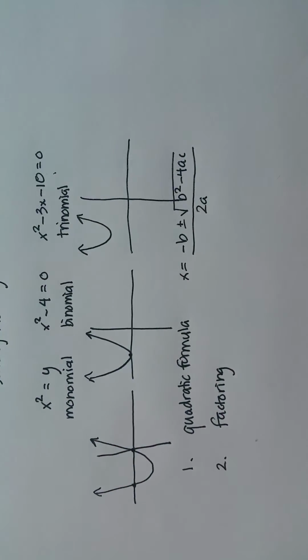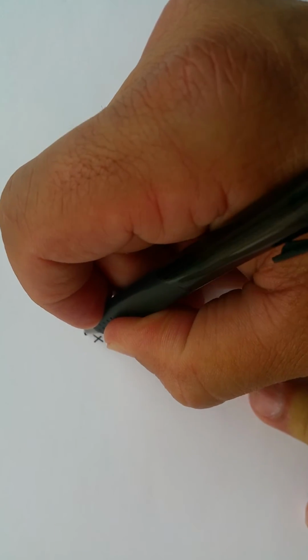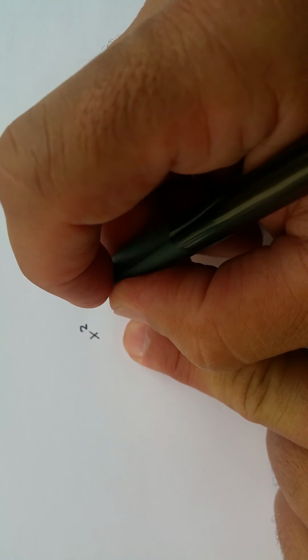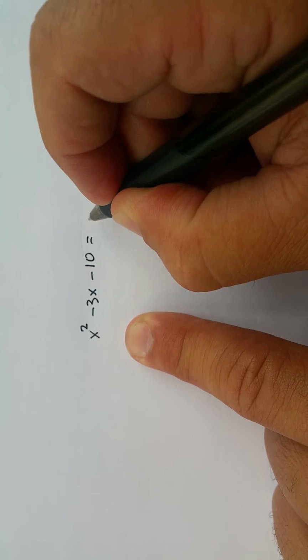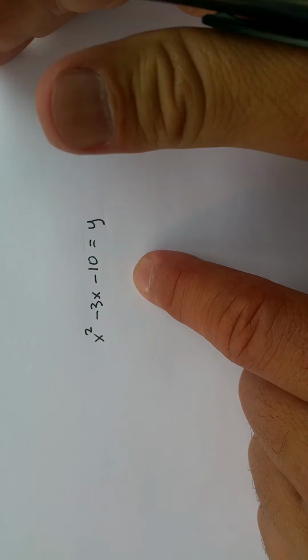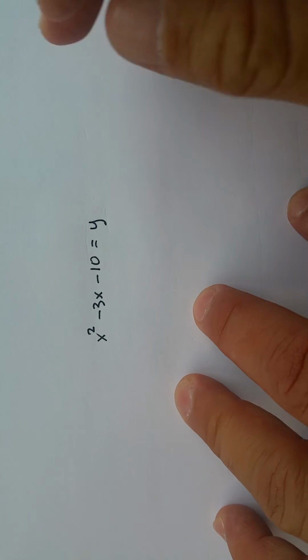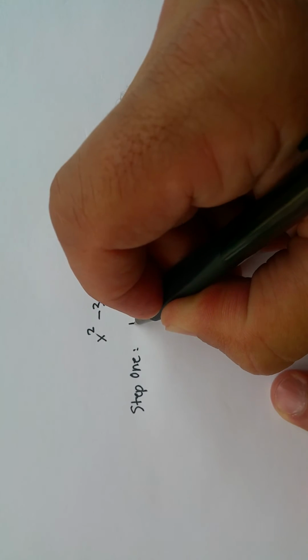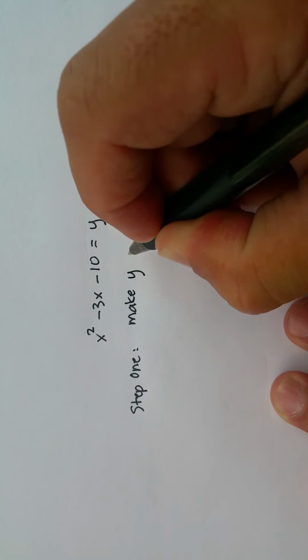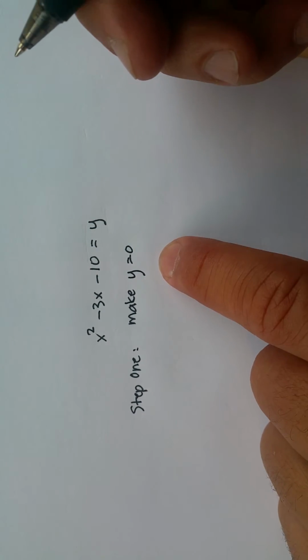All right, so let me show you how to do factoring because that's really the point of this video. I'm going to do the simplest one possible. Not the simplest one possible, but one of the simple ones. So let's just use a trinomial, x squared minus 3x minus 10 is equal to y, all right? Because usually we have x and y on an x and y axis. The first thing you need to do, step 1, is to make y equal to 0. So that's always the first thing.